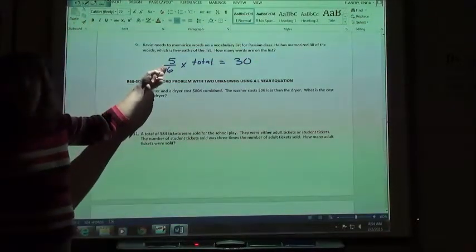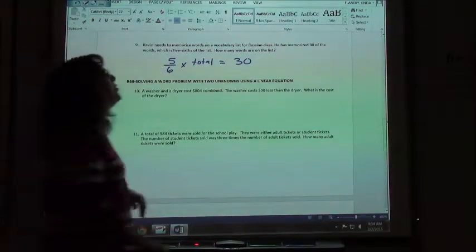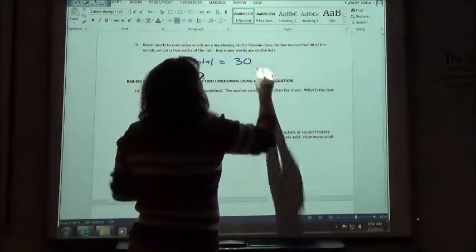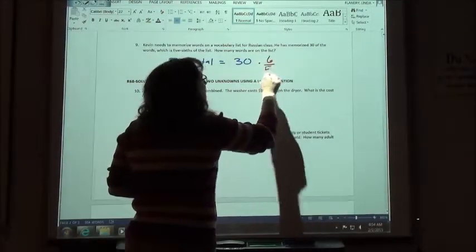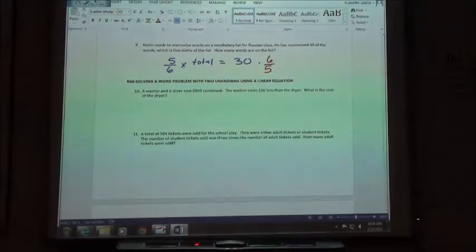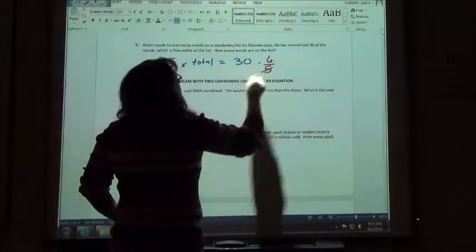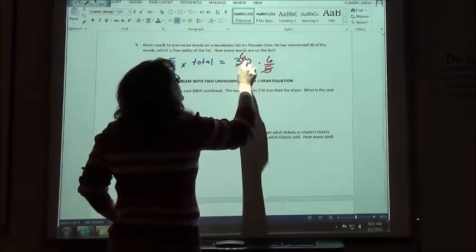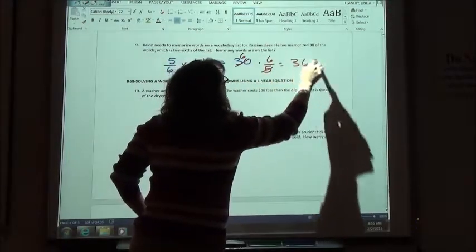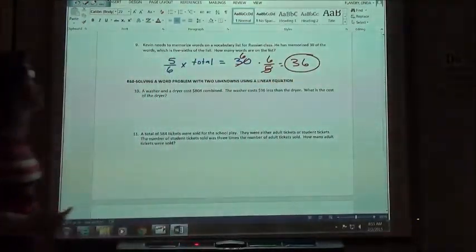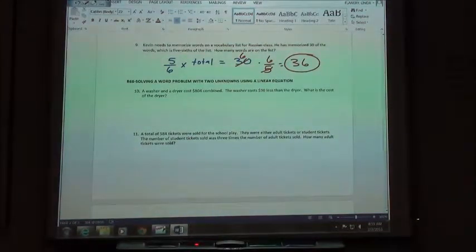I'm going to do what with my 5/6? I'm going to do the reciprocal of 5/6. I'm dividing by 5/6, which is multiplying by 6/5, right? 5 goes into 30 6 times, and 6 times 6 is 36. And we know we should end up with a bigger number. There's more words on the list than he has memorized so far, right? So if we do the wrong thing, hopefully we recognize, oh, I've got the wrong answer because I get a smaller number instead of a bigger number.